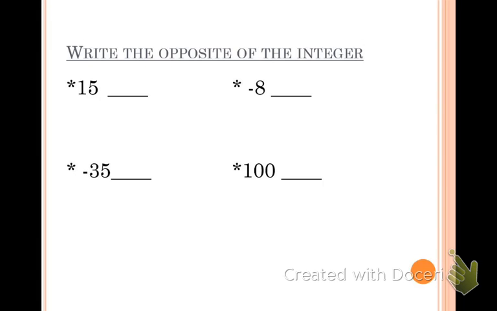This is asking us to write the opposite of the integer. Basically, the opposite of a positive is a negative. So the opposite of a negative would be a positive. So what's the opposite of 15? Negative 15.